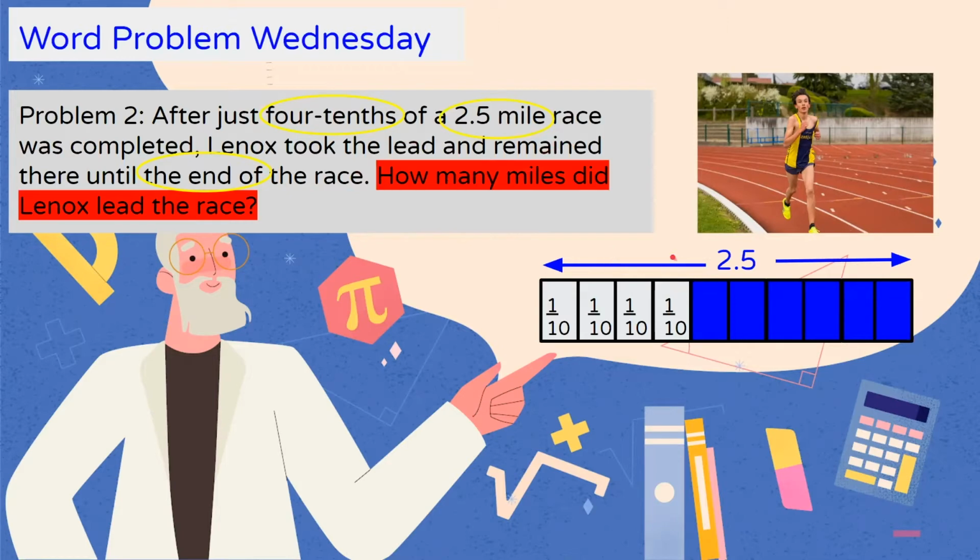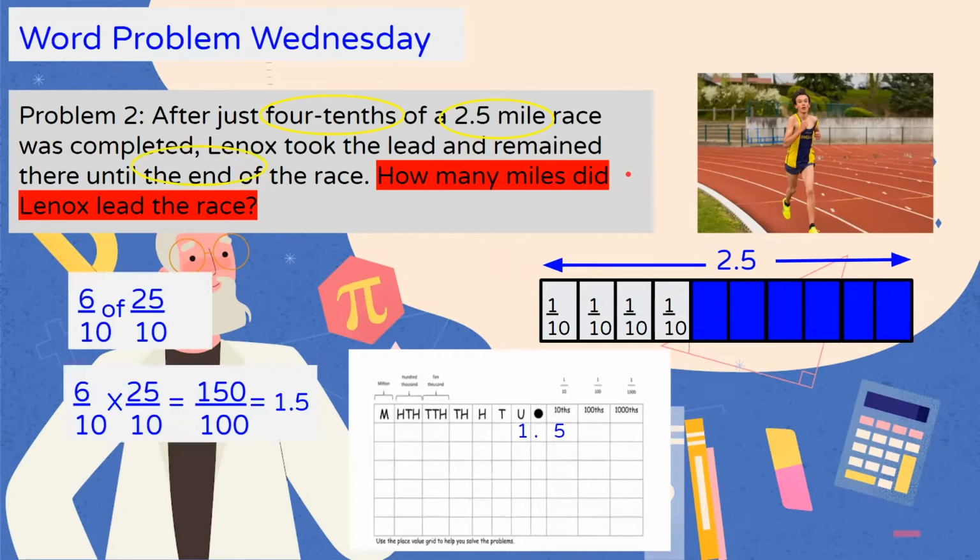What do we see? We know our whole race, 2.5 miles, okay? And we're setting up our tape diagram again. Because after 4 tenths was completed, that's when he took the lead, our units are going to be tenths. So 1, 2, 3, 4 tenths. That'll be the remainder. There should be 6, 1, 2, 3, 4, 5, 6, because 6 and 4 would give us 10 equal units. And with that information, we can move forward and continue to try and solve our problem.